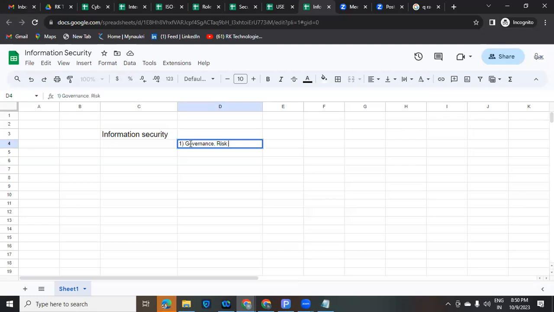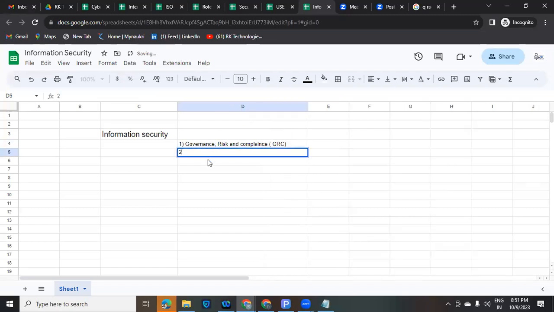Second topic is risk. And third topic is compliance. In short, we can call it G, the first letter in governance. And risk's first letter is R, and compliance's first letter is C. So altogether, GRC.